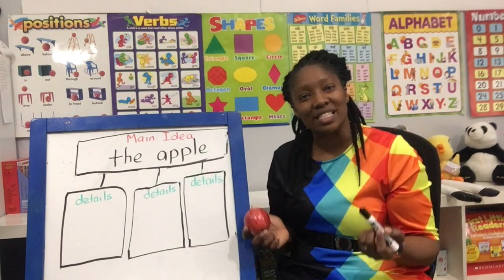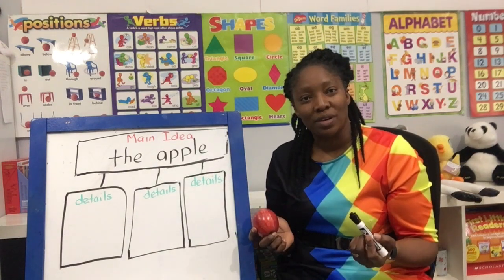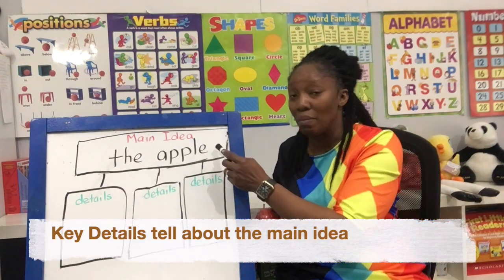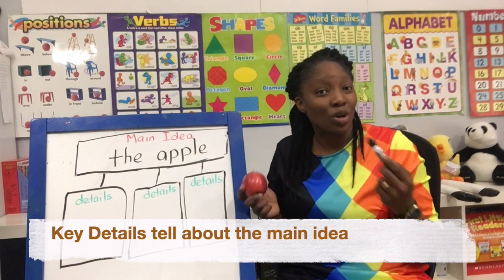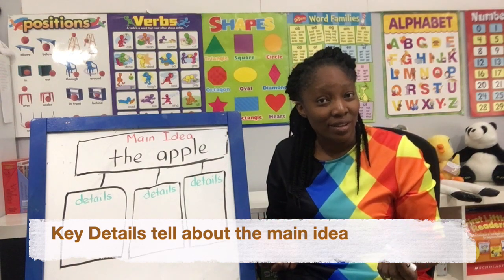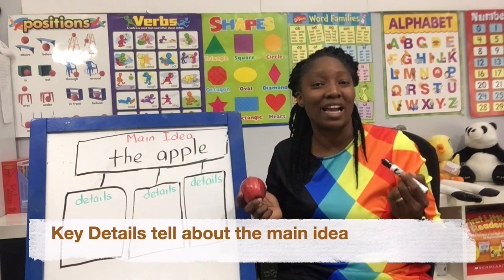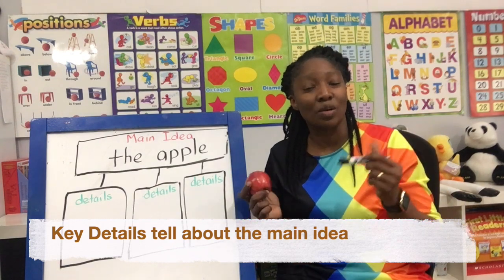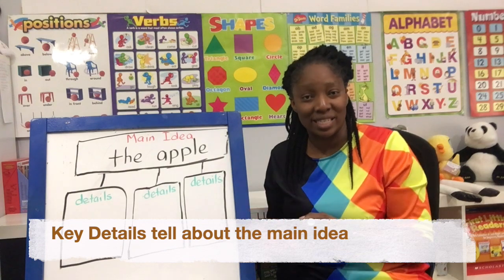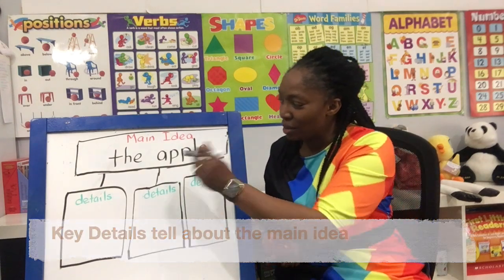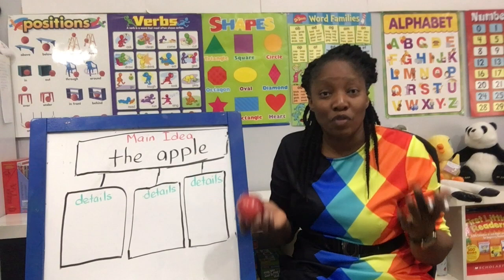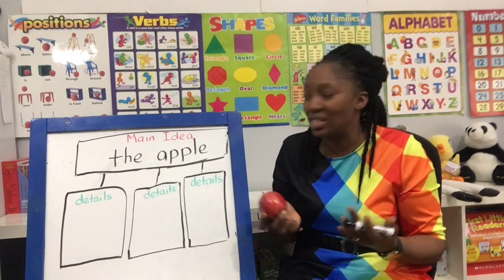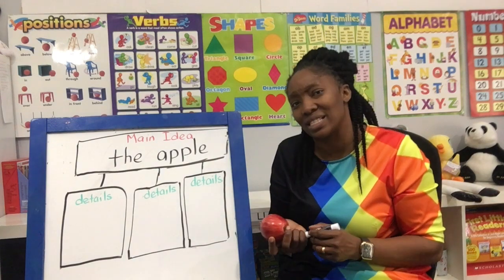Now, what are the details about my story? Key details tell about the main idea. So what do key details do? They tell about the main idea. Can you say it with me? Key details tell about the main idea. Very good. My main idea is the apple. If you know the main idea, it helps you tell more about what the key details will be. It helps you understand the text better.